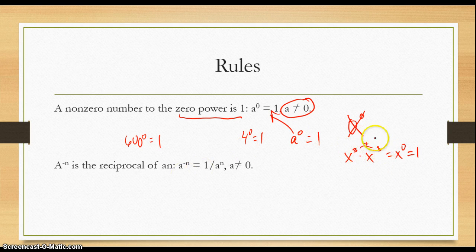I know we haven't seen negative too much yet, but here it is. A to the negative n is the reciprocal of a to the n, so a to the negative n equals 1 over a to the n. Let me rewrite this so you can see it a little bit clearer. If we have a negative exponent, what we're going to do is take the reciprocal of that, meaning we're going to flip it, because remember there's a 1 at the bottom. We're going to flip it so that your exponent becomes positive.